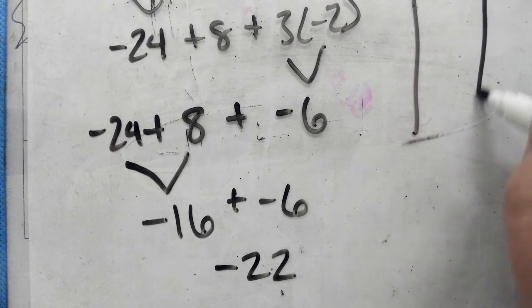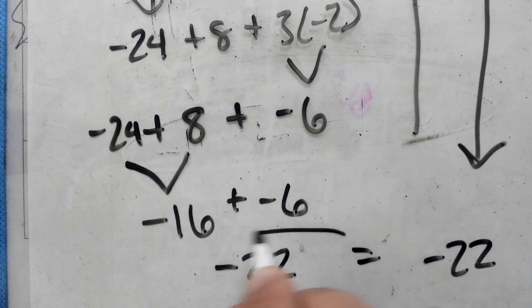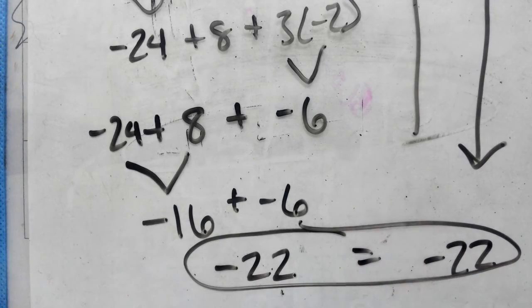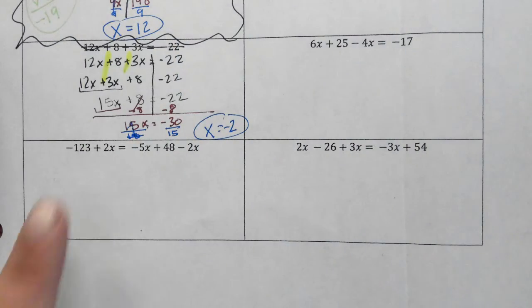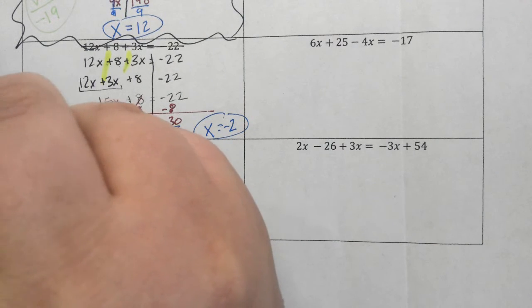And if we take that term that was on the right side and drop it all the way down on the same line, we see negative 22 does equal negative 22, which means we were correct. That also means that the check number is negative 22.